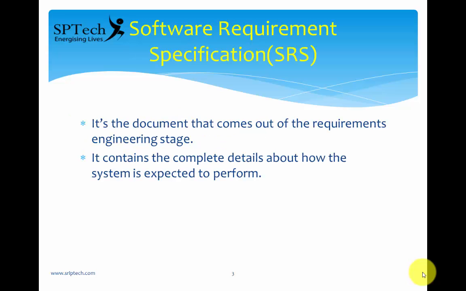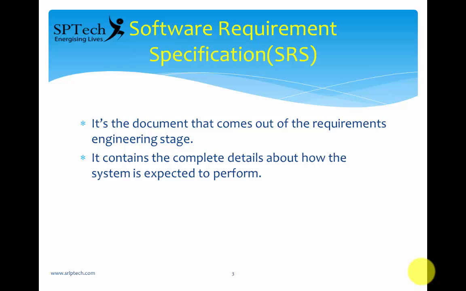Now in the previous session we actually saw different types of requirements. If you remember, we spoke about functional requirements, non-functional requirements, and we also saw what are user requirements, domain requirements and system requirements. When you put all these requirements together in a document, it becomes a software requirement specification document. This SRS is usually signed off at the end of the requirements engineering phase.